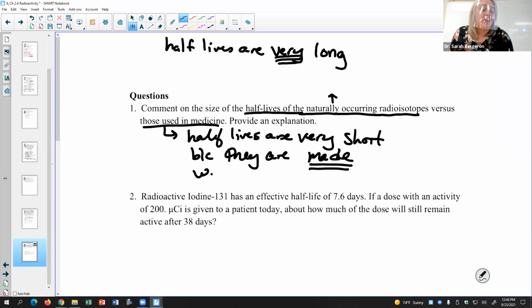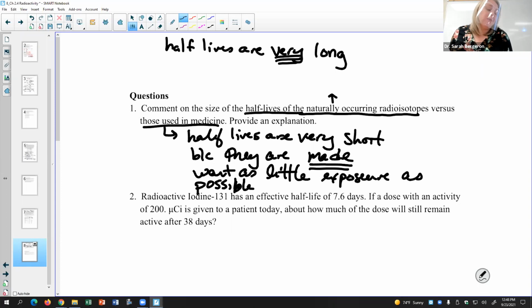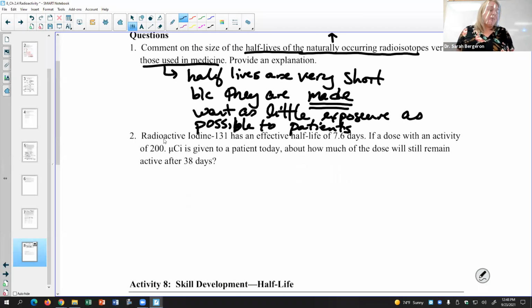And we want as little exposure as possible to our patients. Right? We want it to stay in enough to either treat them or enough to diagnose them, and then we want it out. Because the longer it stays, the longer you have off-target effects and the more harmful it is to the person.